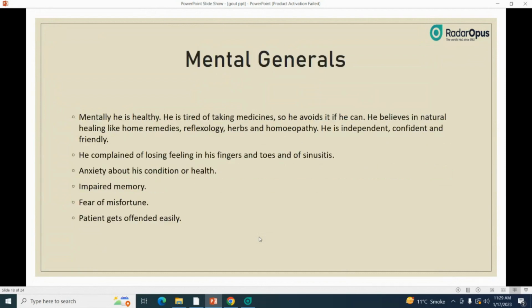Now, mental generals. Mentally, he is healthy. He is tired of taking medicine, so he avoids it if he can. He believes in natural healing like home remedies, reflexology, herbs, and homeopathy. He is independent, confident, and friendly. He complained of losing feeling in his fingers and toes, and of sinusitis, anxiety about his condition or health, impaired memory, and fear of misfortunes. The patient gets offended easily.